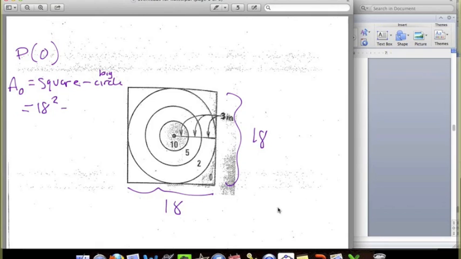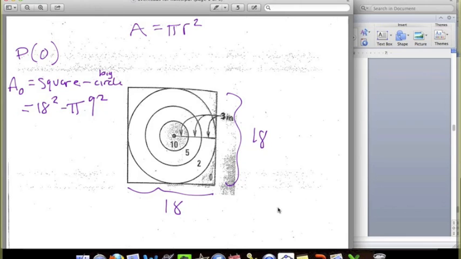Then we need to remember area formulas for a circle. Area of a circle is pi r squared. What is the radius of the biggest circle here so that we're taking away everything except for the 0 space? 9. Okay? Each of those sections is 3, so to get from the center all the way out to the edge of the biggest circle, we need 3, 6, 9.